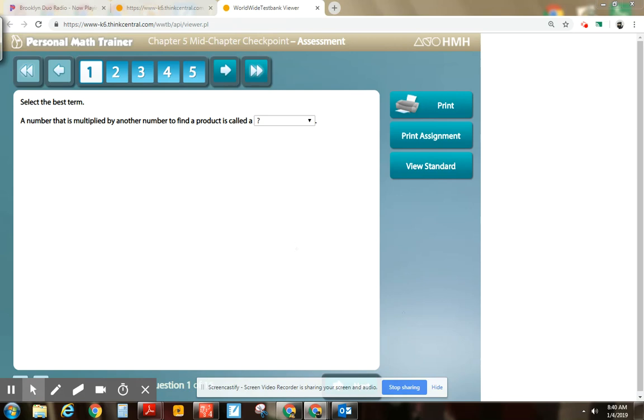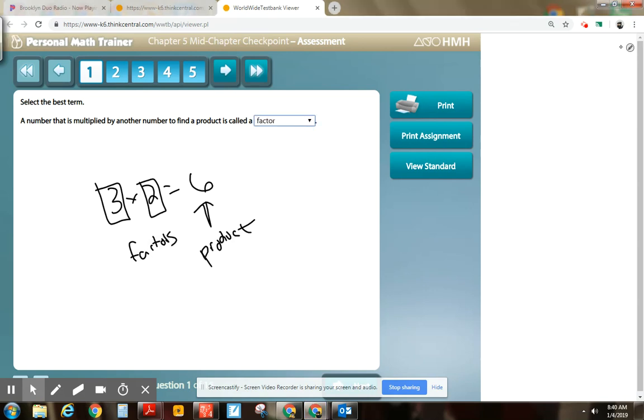All right. The first couple of questions focus on vocabulary, and this one is: a number that is multiplied by another number to find a product is called a... So in this problem, it's multiplied by another number to find a product. And we know that in a multiplication equation, we got a couple of things going on here. So 3 times 2, 6 is the product. And a number that is multiplied by another number to find a product are called factors. All right. Let's go on to the next question.